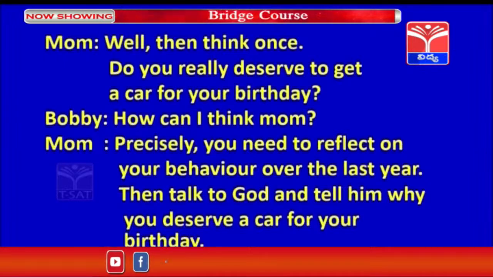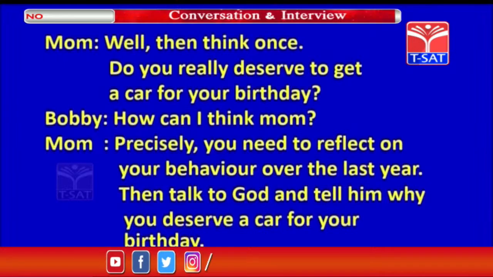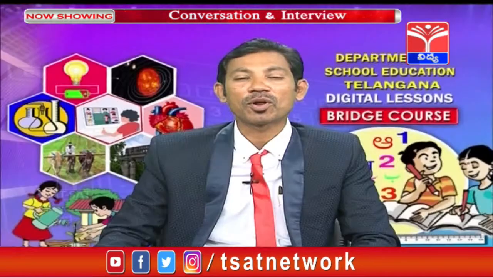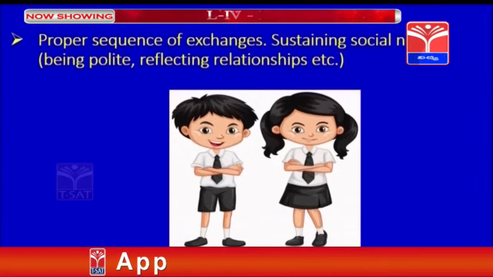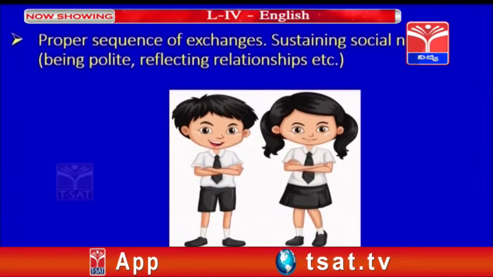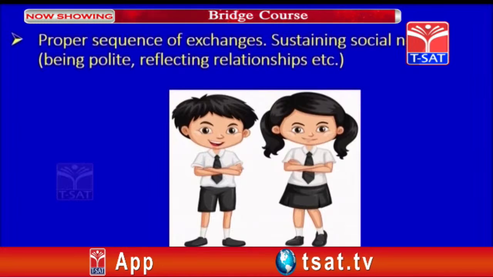So in such a way, we need to develop 10 to 12 exchanges. Proper sequence of exchanges sustaining social norms like being polite, reflecting relationships, etc.